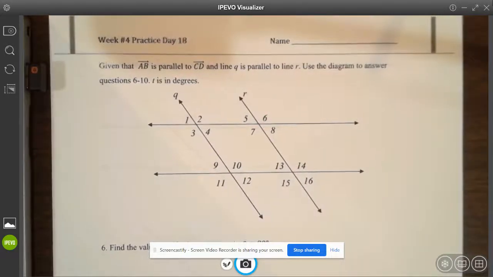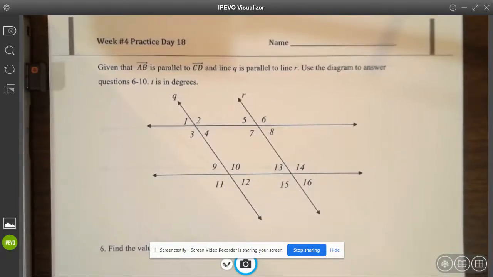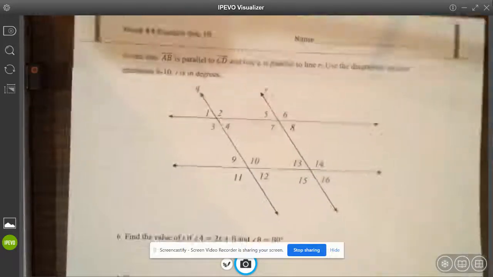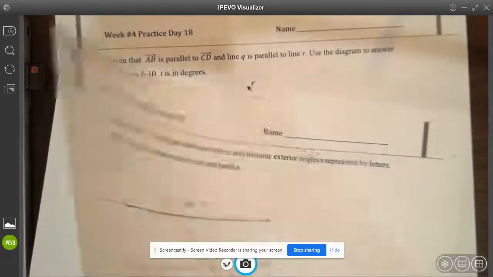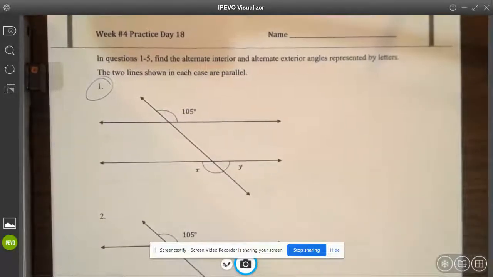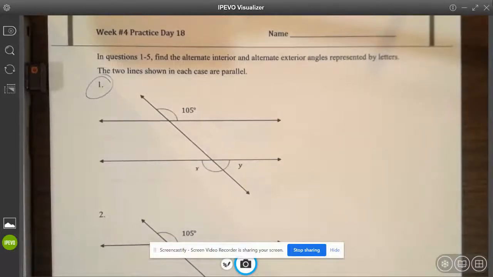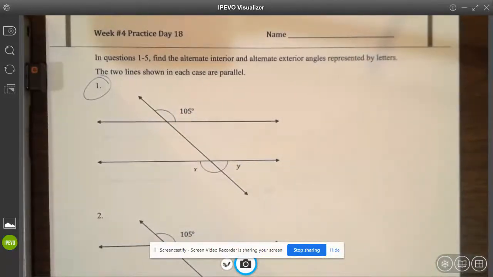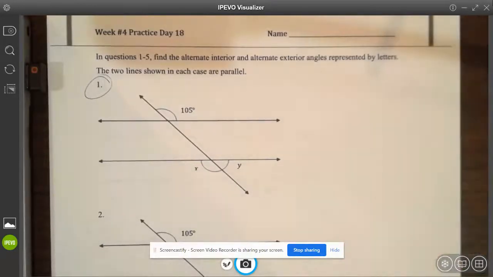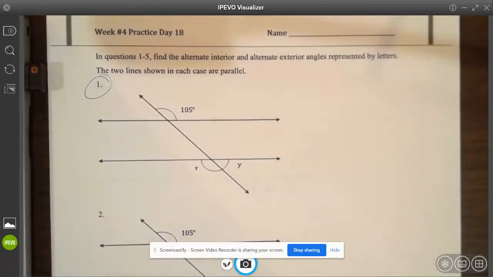Hey students, so this week we're going to talk about corresponding and alternate angles. And when we talk about that, we have to think about parallel lines and a transversal. Back in quarter one, we talked about what parallel lines are. And a transversal is just a line that crosses a pair of parallel lines. So I'm going to use different colors to show you what those angles are.